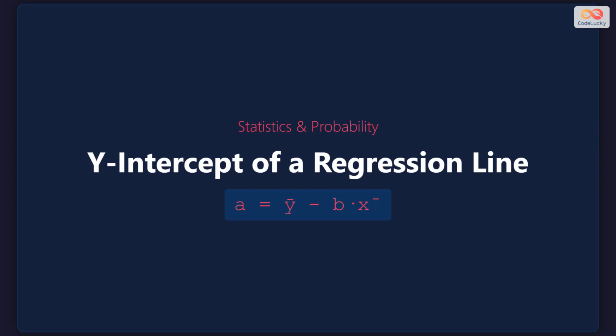Welcome. In this video, we're going to explore a fundamental concept in statistics, the y-intercept of a regression line. We'll break down the formula, which is A equals y bar minus b times x bar, to understand what it means and how it's used.